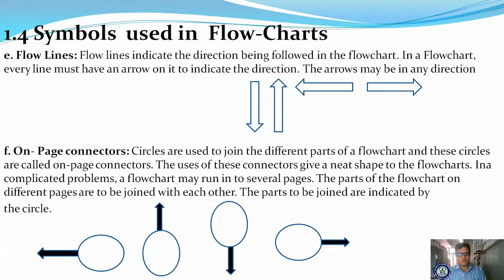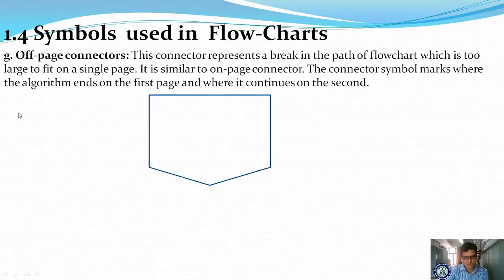The parts of the flowchart on different pages are to be joined with each other. The parts to be joined are indicated by the circle. So here you are using the circle followed by the arrow mark. It indicates the page connector, so that the information exists on some other page. Okay. Yes. And the next one is off page connectors.